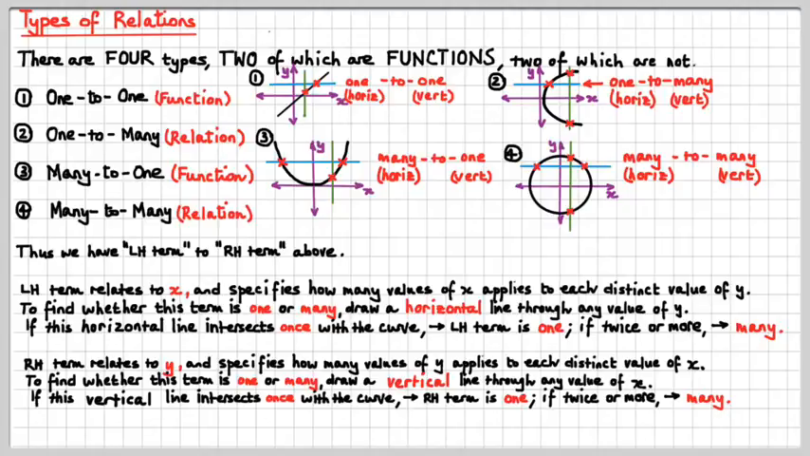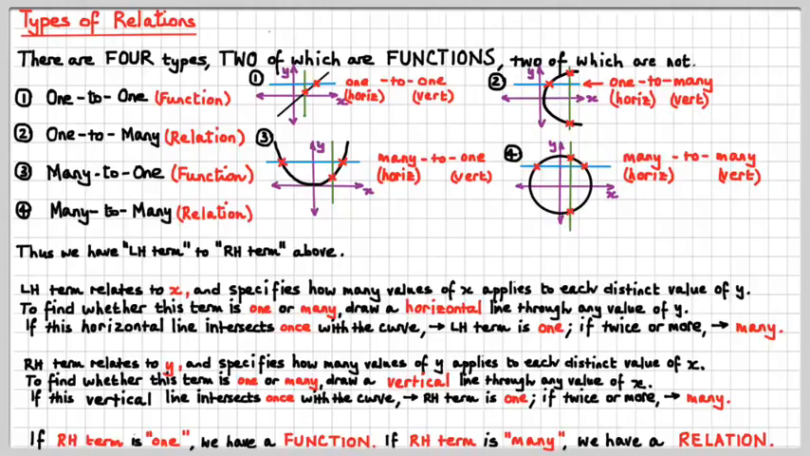So what is the pattern coming out of all this? Well, have a look at the bottom of the screen. If the right-hand term is a 1, we have a function. If the right-hand term is a many, we have a relation. Okay, getting it? Isn't this exciting? Very much so. Now, how do you tell a 1-to-1 function?